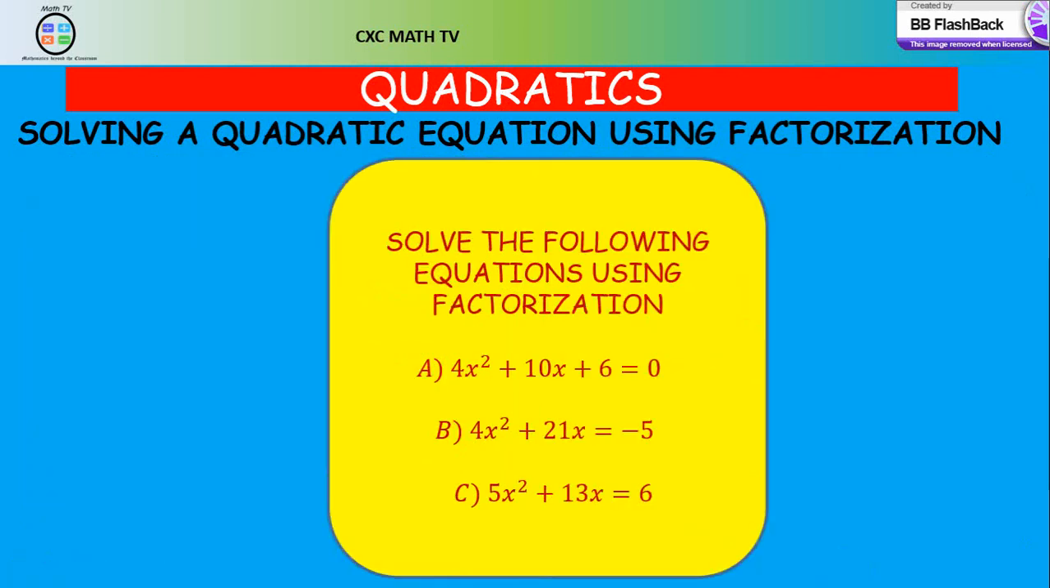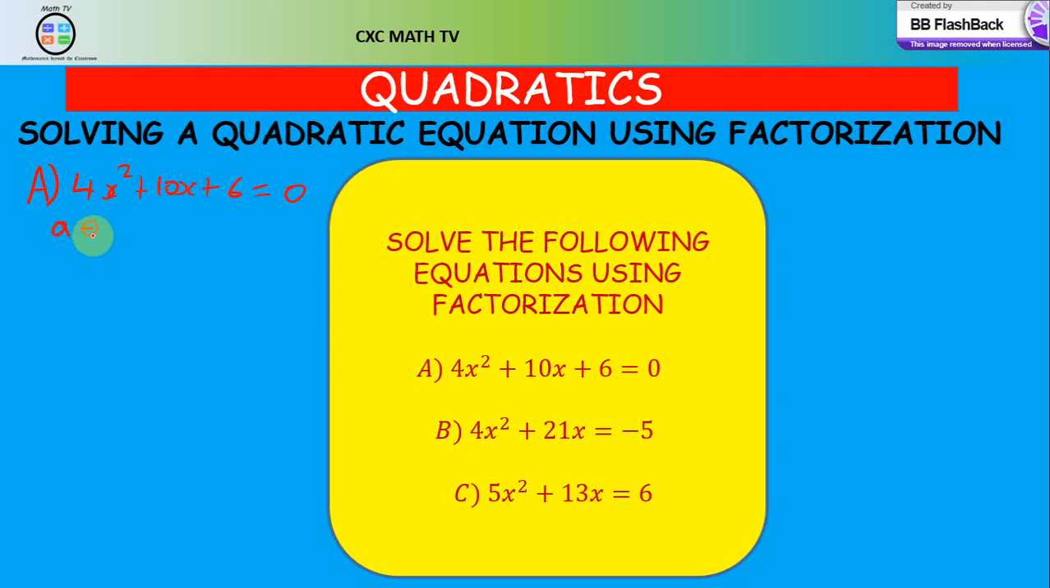It's that easy. So now we're going to do some questions together. We're going to solve by factorization. So the first one, maybe that was a little complicated. The first thing we have to do is make sure it's in standard form. This one is already in standard form, so you just write 4x squared plus 10x plus 6 equals 0.